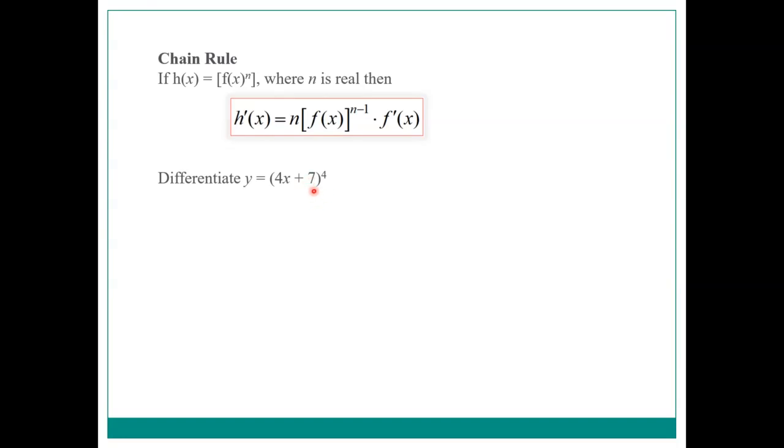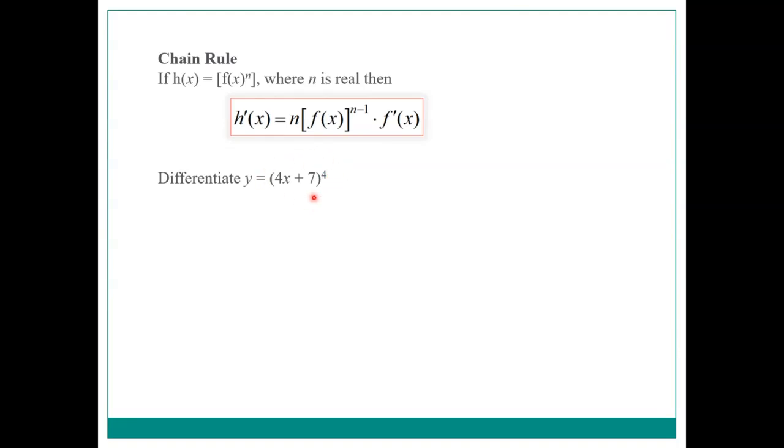So what does the chain rule say? The chain rule says if you have this type of function, we have to consider this as our inside function, the f(x). All right, the whole thing is our outside function. So we need to differentiate the outside function first. So 4 is brought to the front. So we have 4 times (4x plus 7) to the power of 3, because this power 4 has to minus 1.